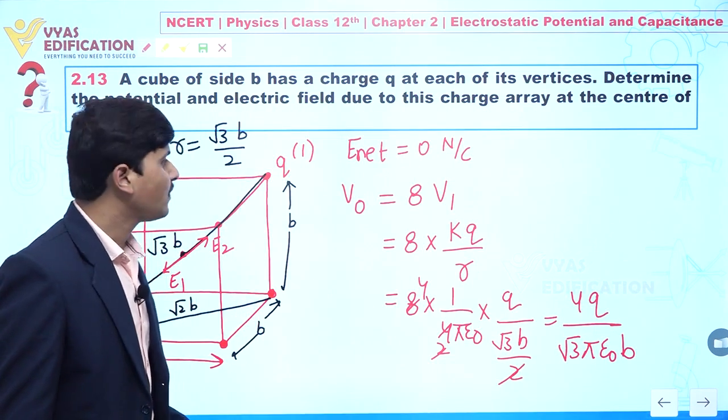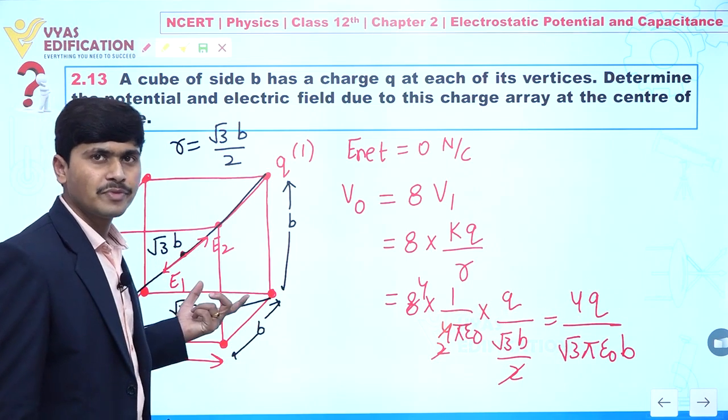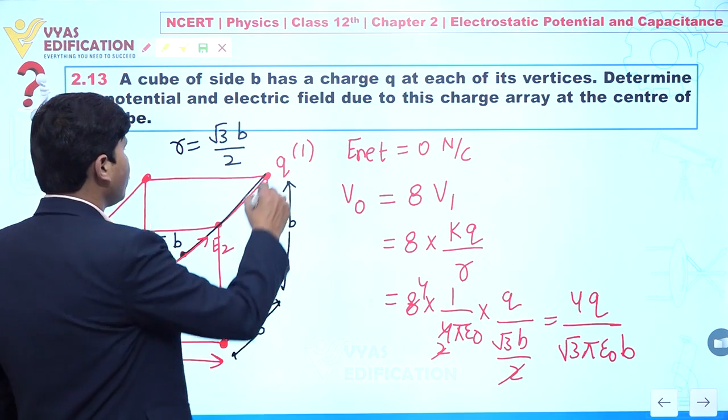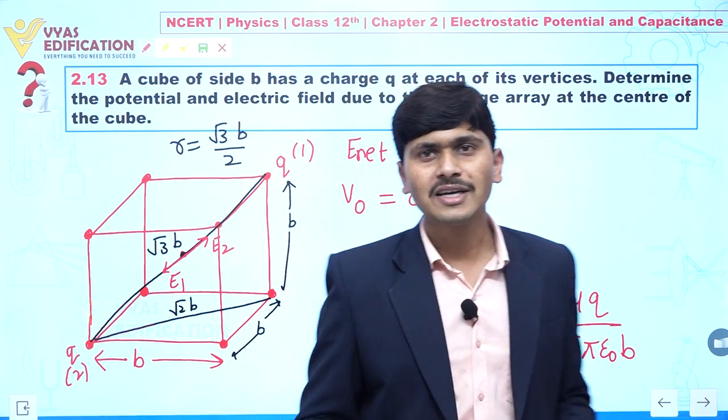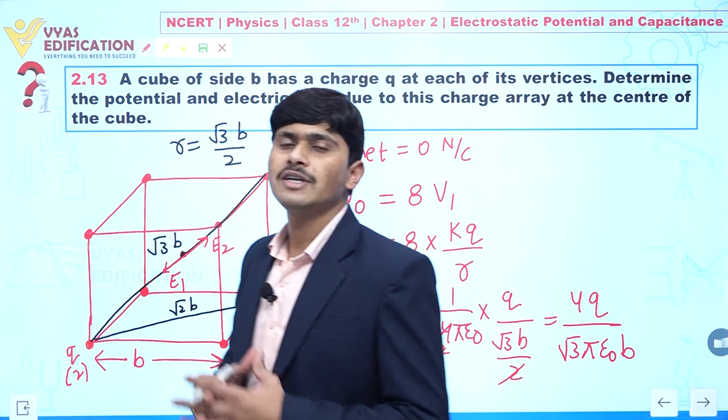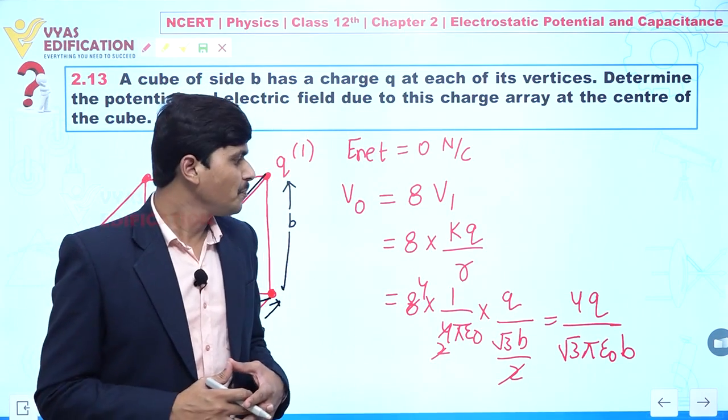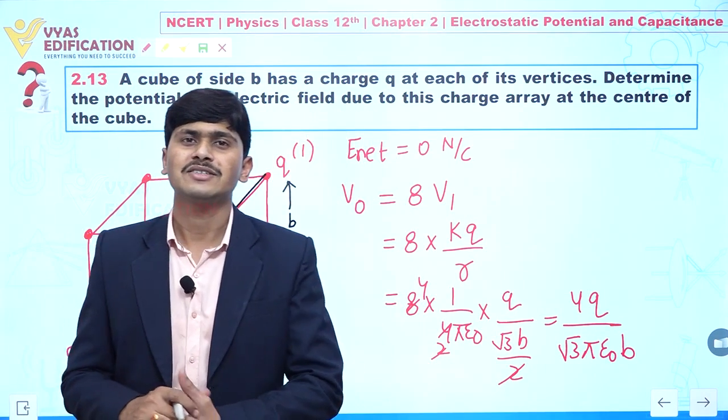So this is the value of electric potential at the center, clear to everyone? Because the Q value is the same and the R value is the same, and electric potential is a scalar quantity, it is always added, so we do not need to take care of direction. So this is all about the solution of this question, clear?